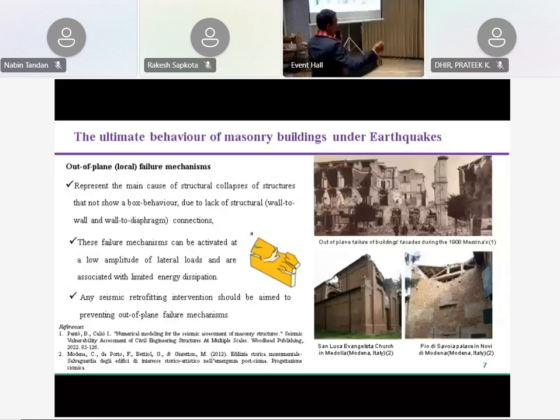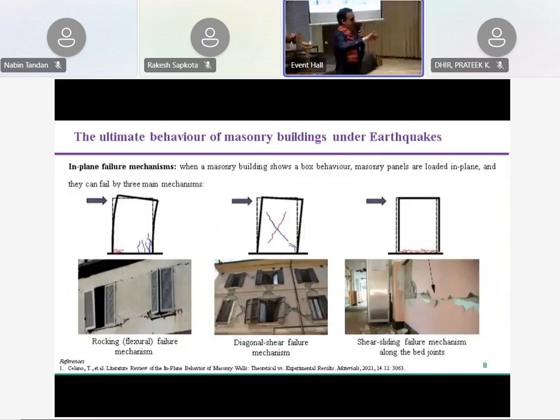Right. If and only if we prevent the out-of-plane failure mechanisms, then each wall can sustain the seismic actions in plane. And then we can have three main failure mechanisms: flexural mechanism, diagonal shear, and sliding shear behavior. Here are some pictures showing the typical cracks that I think you are most familiar with, since they are observed after any strong earthquake, including here in Nepal.